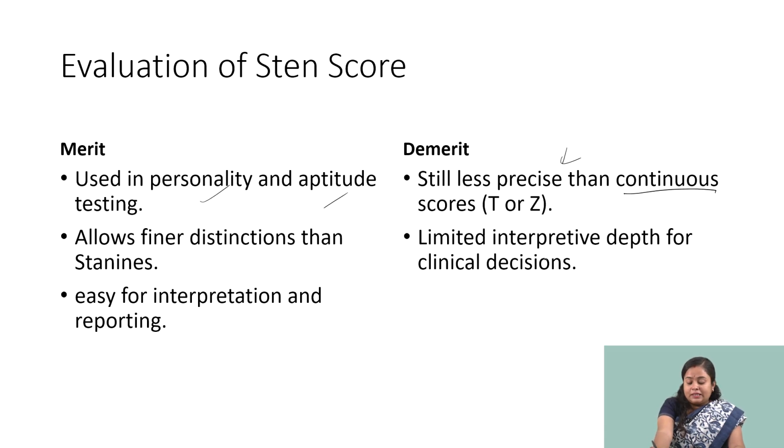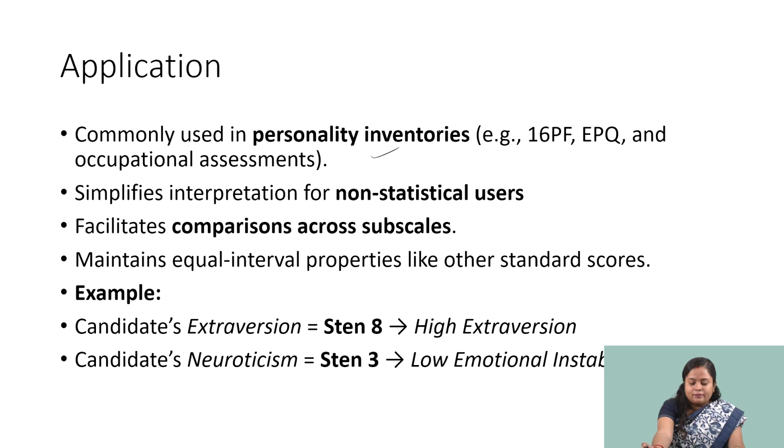Further, Sten scores have limited interpretive depth for clinical decisions. They are not used that much in clinical decisions, and in recent times they are not used that much in psychological testing. They are used in personality inventories like the 16PF, EPQ, and some occupational assessments. It simplifies interpretation because it is not complicated for students who don't know statistical techniques. It facilitates comparison across different subscales or different tests. It maintains equal interval properties like other standard scores.